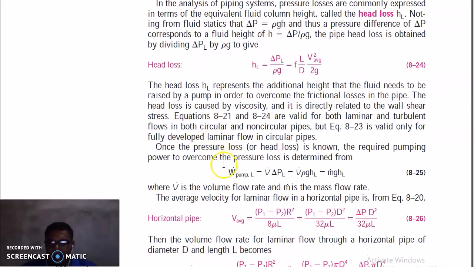Now we have to find the pumping power of a particular fluid, that is, the volume flow rate of the fluid times the pressure drop or pressure loss: volume flow rate times your pressure loss.